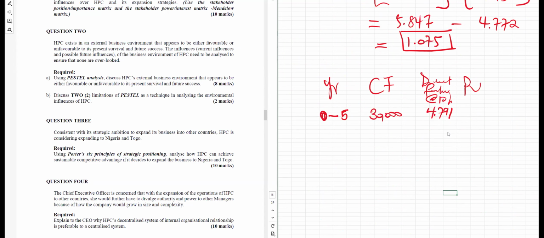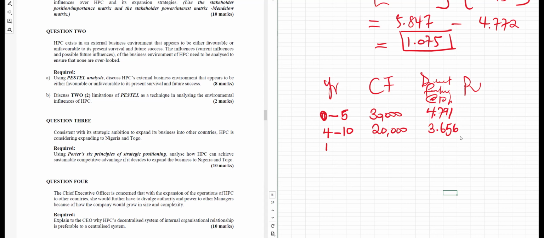Then from year 4 to year 10, we also receive a cash flow of 20,000. The discount factor was 3.656. Then we come to get what?